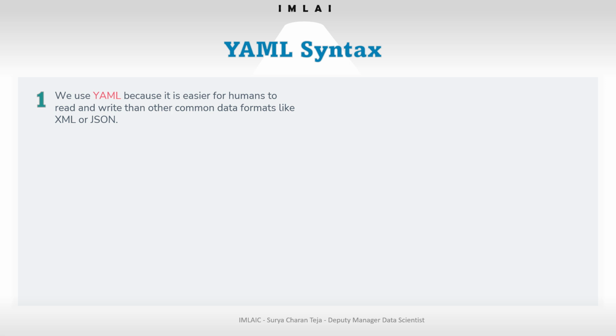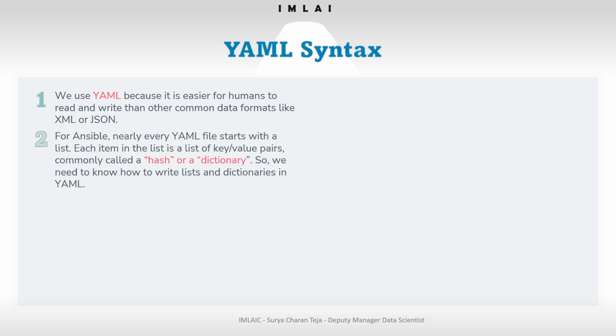So for Ansible, nearly every YAML file starts with a list. Each item in the list is a list of key value pairs, commonly called a hash or a dictionary. So we need to know how to write lists and dictionaries in YAML. That's very important, these two components, dealing with the list and the dictionary.